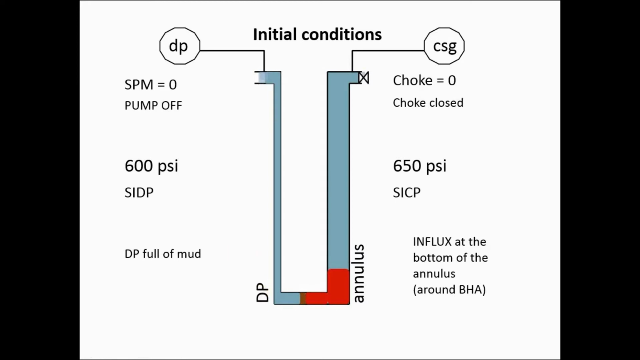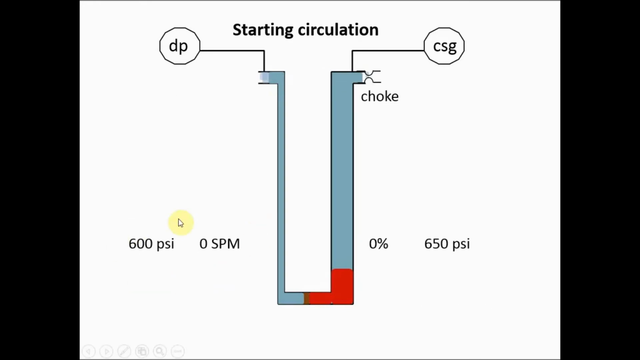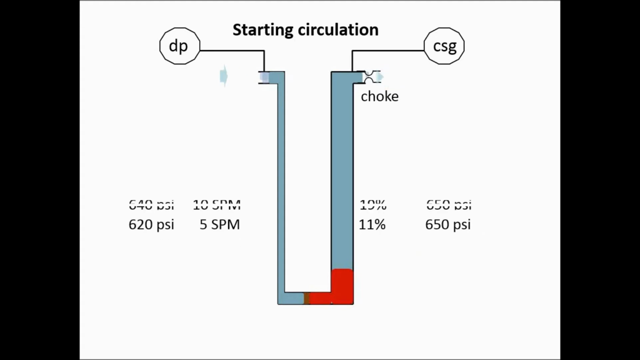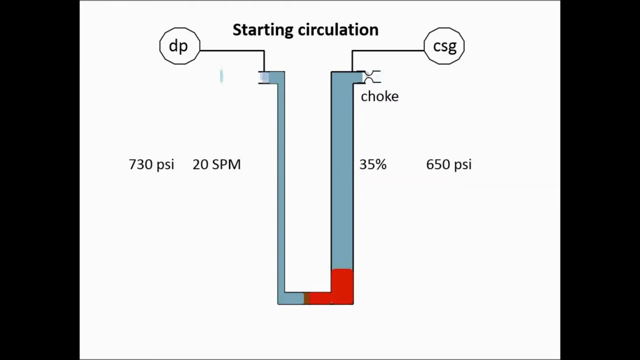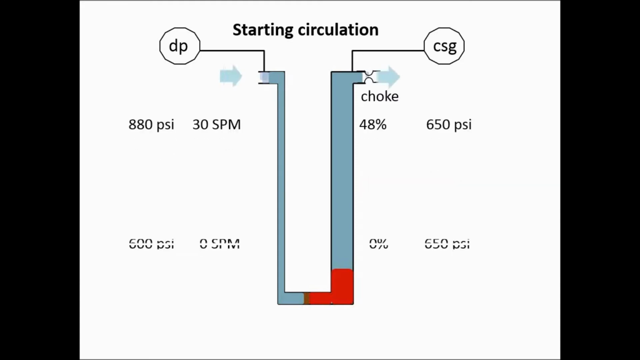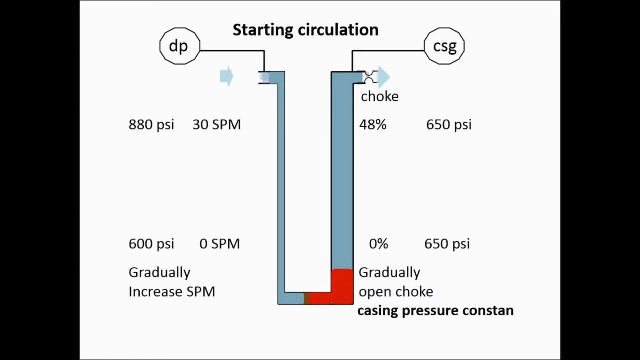We will start circulating slowly, pumping and opening the choke. We will start increasing the pump speed gradually, and at the same time we will open the choke gradually. We will maintain casing pressure constant. Now starting the pump up gradually from 0 to 5 and open the choke to 11%. Now from 10 to 15, open the choke to 25%. Now from 25 to 30 and open the choke to 48%.